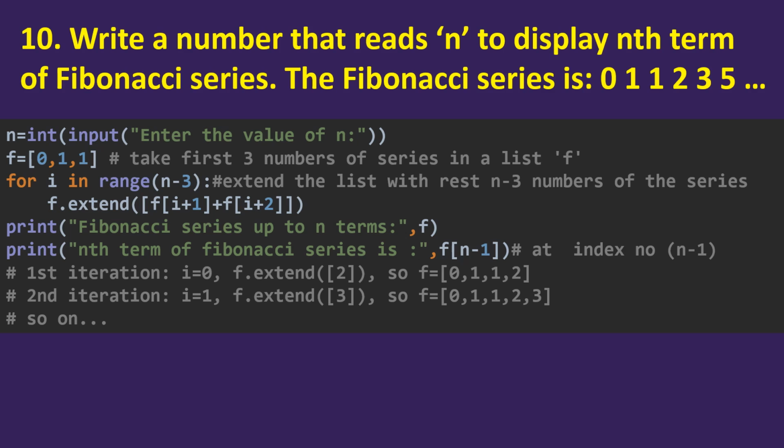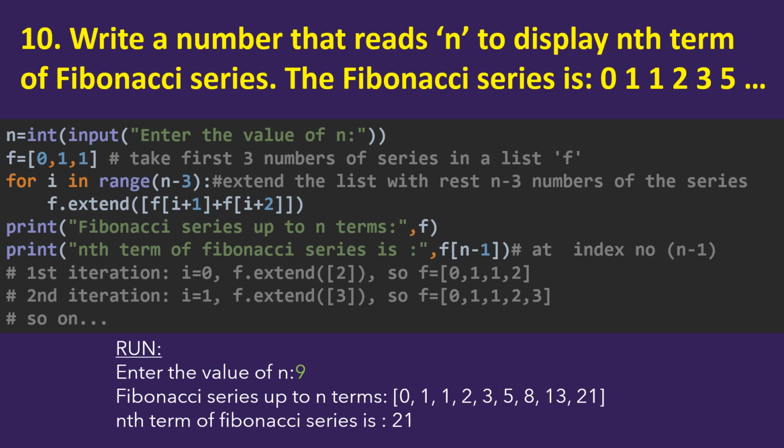Now if you want to just print the nth term of the Fibonacci series, then you have to just print f of n minus 1. That means the element is at index number n minus 1. The nth term is at index number n minus 1. Why? Because the first term is at index number 0, the second term is at index number 1. Like this, the nth term will be at index number n minus 1. So once you run the program, let's say we want to print the ninth term of the Fibonacci series. Then the Fibonacci series up to 9 terms is printed over here. And the nth term of the Fibonacci series is like this, 21.